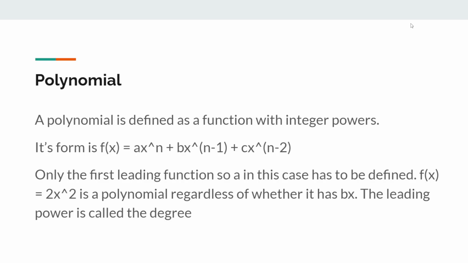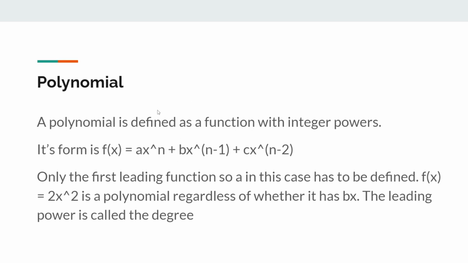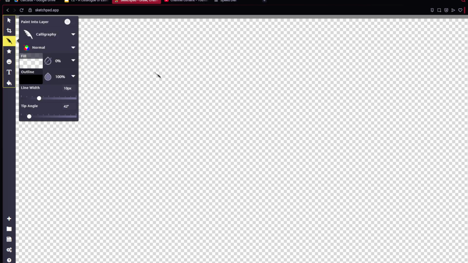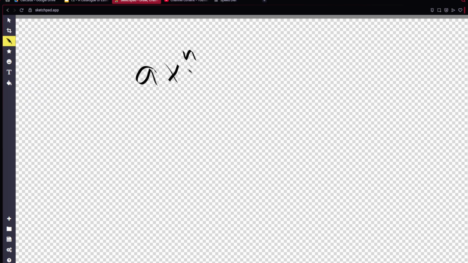Now a polynomial. So this is really confusing, right? Probably because I put this power notation because I'm not sure how to do it on here. Only the first leading function, so a in this case has to be defined. f of x equals 2x squared. It's a polynomial regardless of whether it has bx, which is the second term after. So I'm just going to write it down easier here, and your book will make it really complicated.